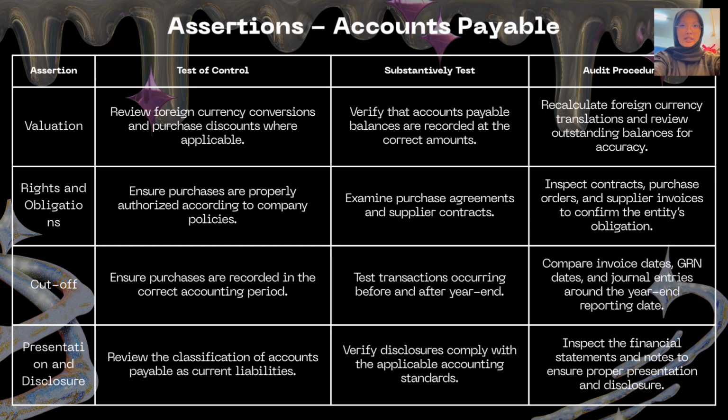Alright, the last one is presentation and disclosure. This assertion ensures accounts payable is properly presented and disclosed according to the accounting standards. This allows users of the financial statements to clearly understand the company's liabilities. For the test of control, the auditor reviews whether accounts payable is correctly classified as a current liability. For the substantive test, the auditor verifies that all disclosures required by accounting standards have been included. And the audit procedure includes reviewing the financial statements and notes to the accounts.